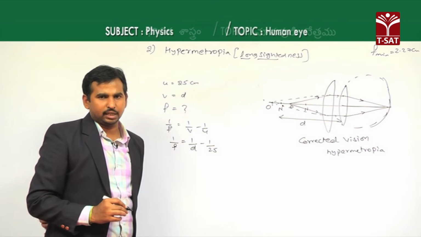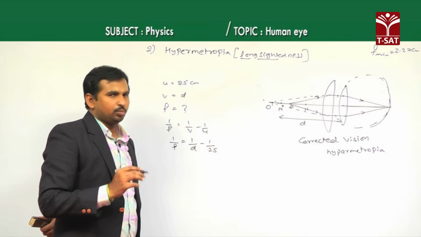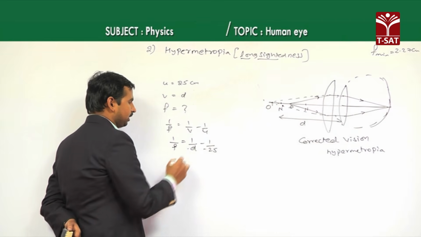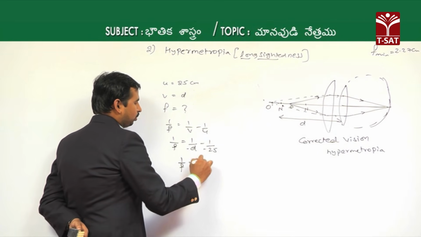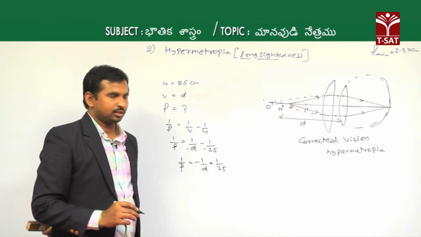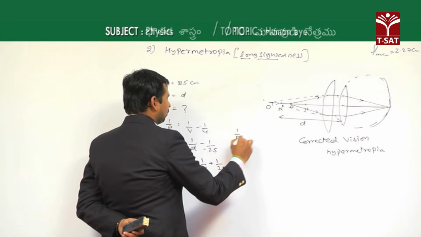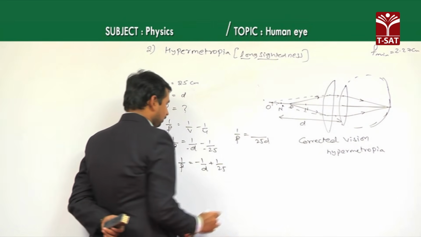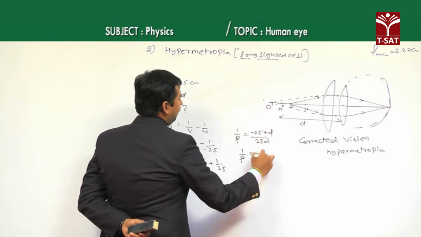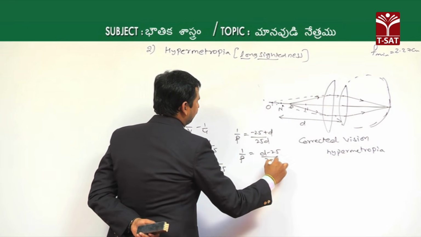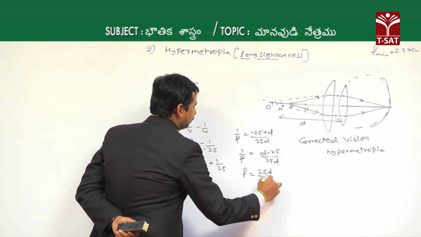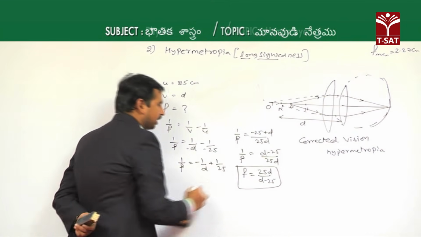Then if you apply the sign convention, in this case object and image are both on the same side, so we have to take both as negative. Then 1 by f is equal to minus 1 by d, minus of minus becomes plus 1 by 25. If you take the LCM, then 1 by f is equal to 25d minus 25 plus d. Then 1 by f is d minus 25 by 25d. Then finally f becomes 25d by d minus 25. This is the correction required.